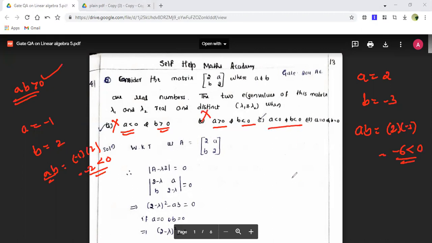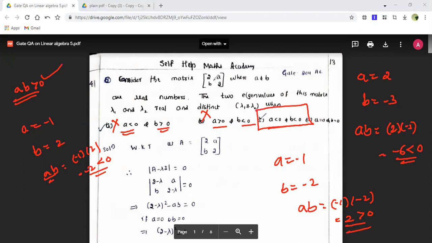What if A is less than 0 and B is less than 0? Take A is equal to -1 and B is equal to -2. Take AB, that is -1 into -2. So this will be 2, strictly greater than 0. That means option C will work. Therefore, this particular matrix will have eigenvalues which are real and distinct only when A is less than 0 and B is less than 0. This is how you are supposed to solve this type of question.